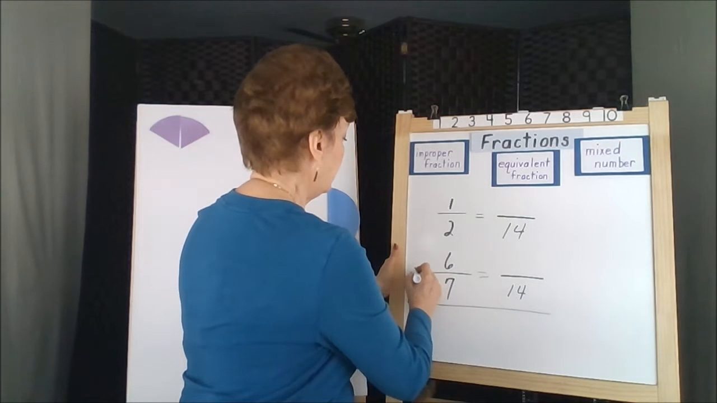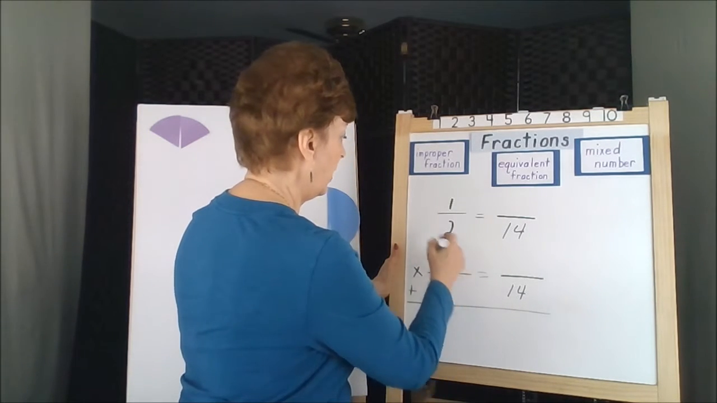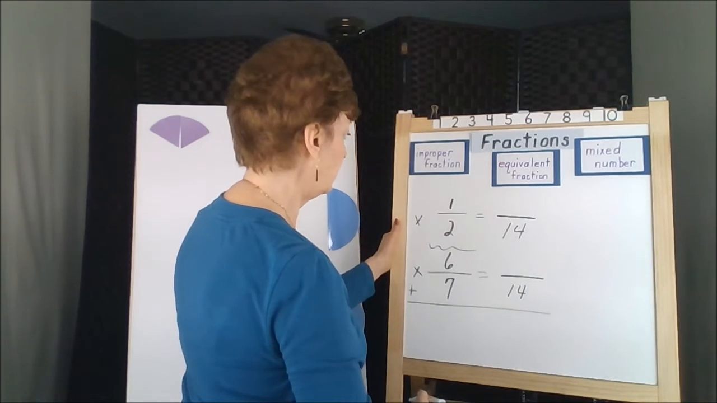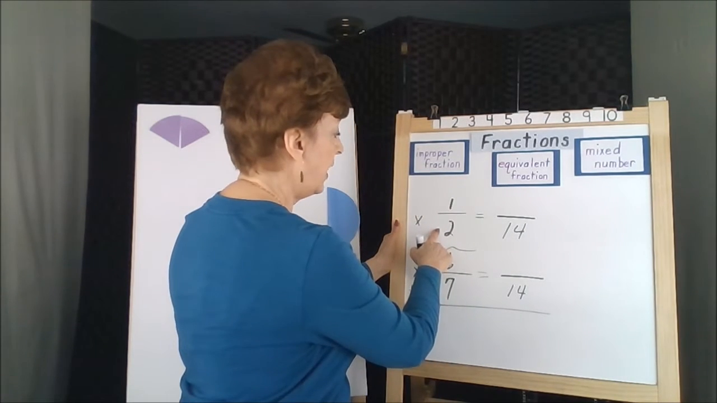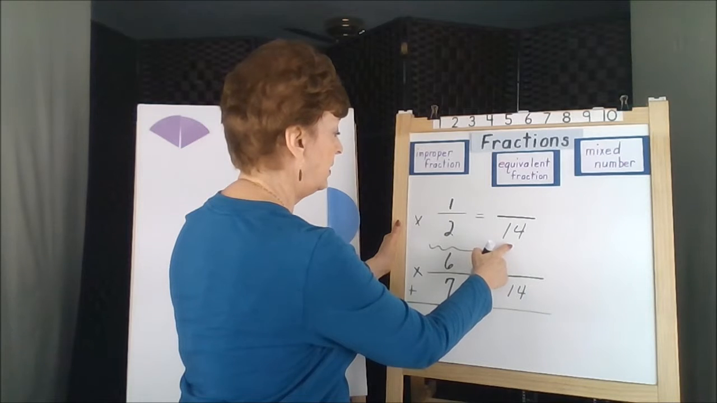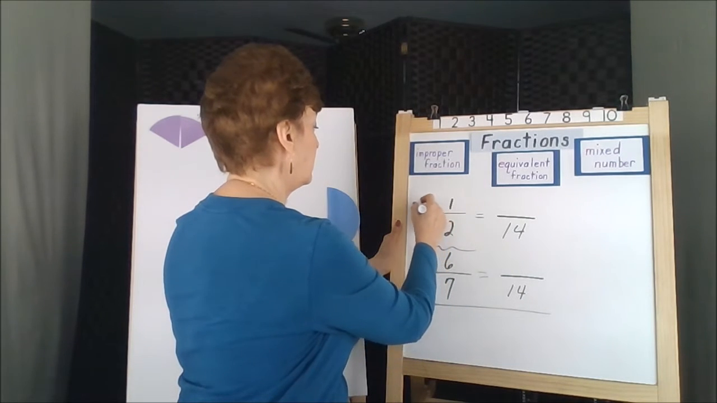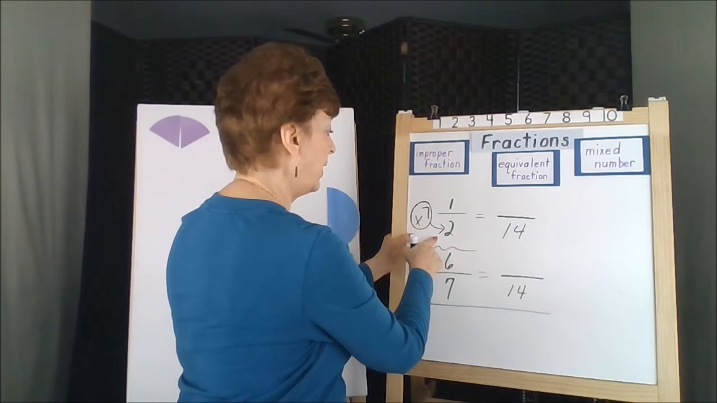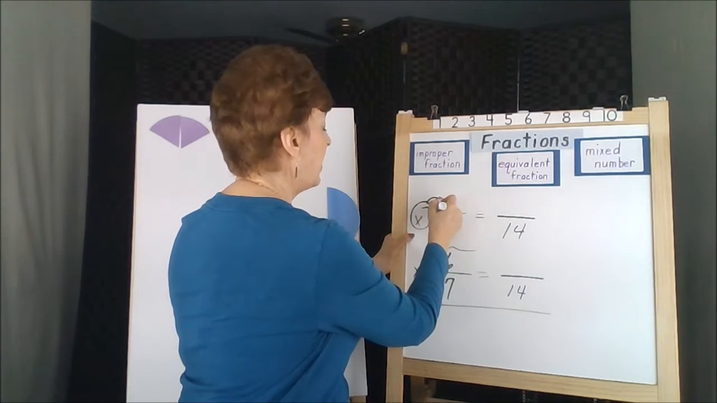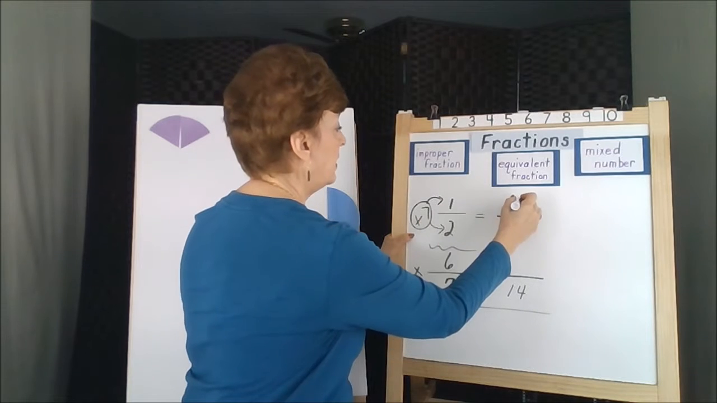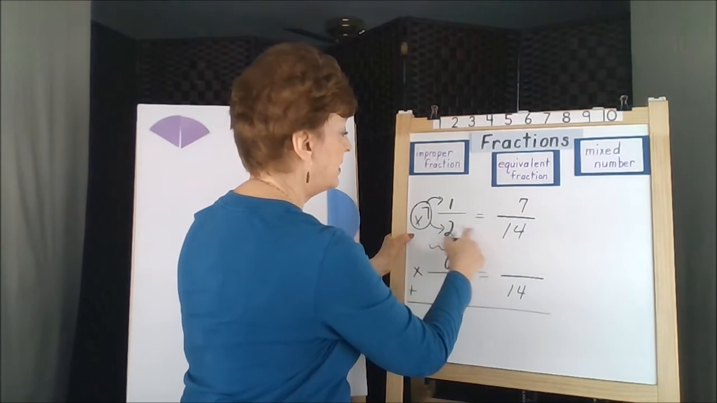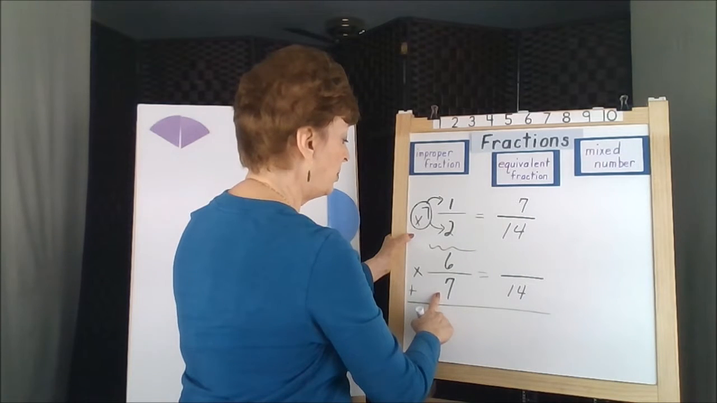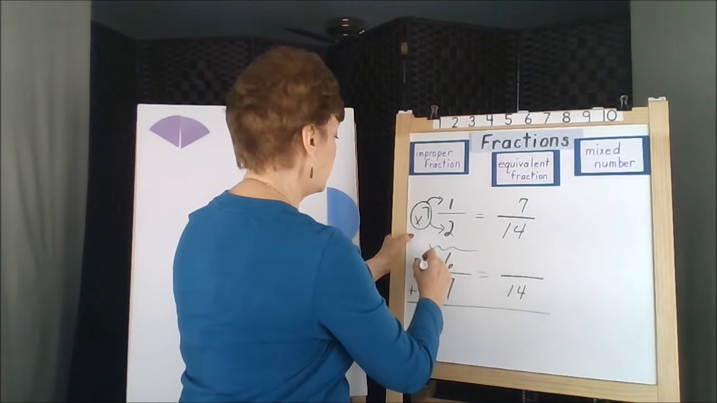All right, let's find out how our equivalent fractions look. What did you times 2 by to get 14? 2 times 7. So if the bottom number, the denominator, is multiplied by 7, the numerator has to be. 7 times 1 is 7. 1/2 is equivalent to 7/14. Here we multiplied 7 times 2 to get to 14.